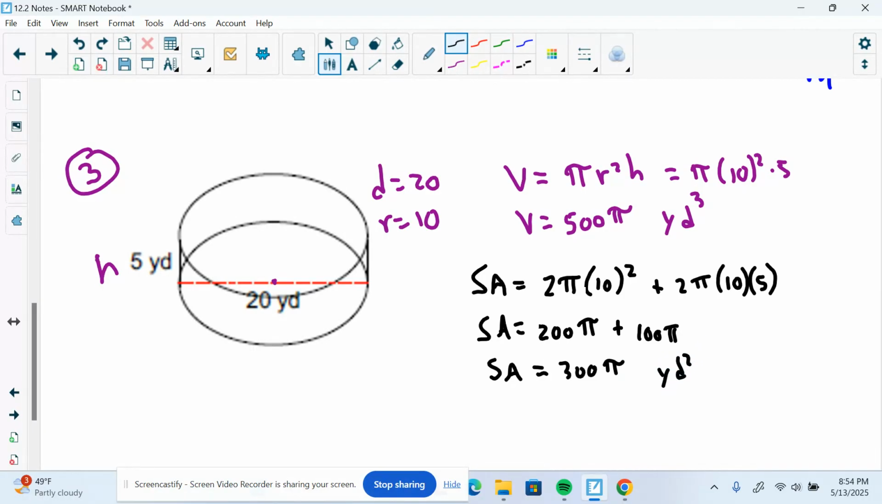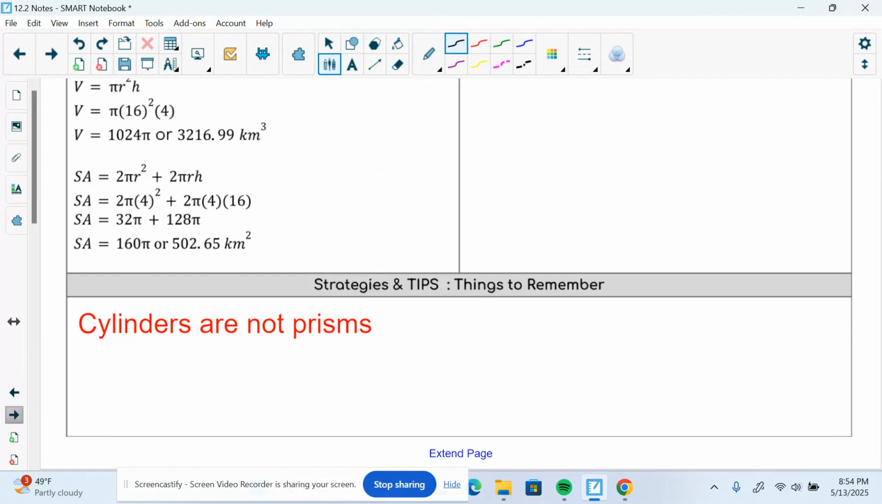And if you needed a decimal answer, you either do 300 times pi using the pi feature of the calculator, or you use 3.14 for pi if they tell you. If they don't tell you to use 3.14 for pi, use the pi feature on the calculator. All right, now for the notes.